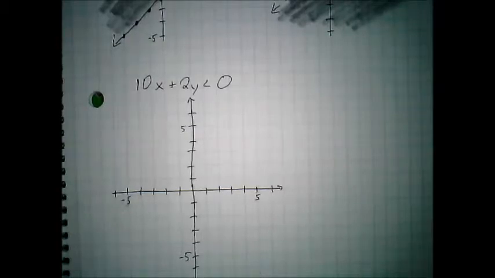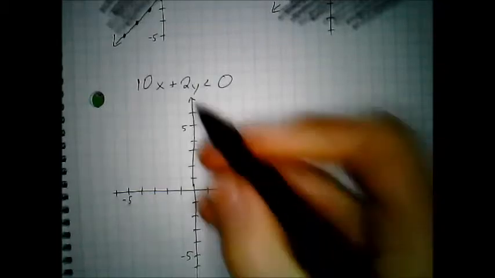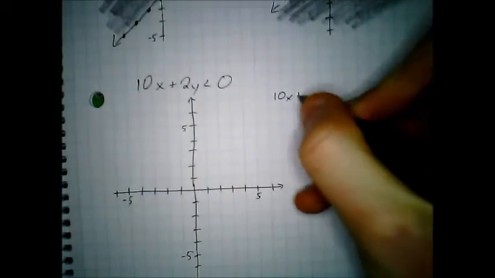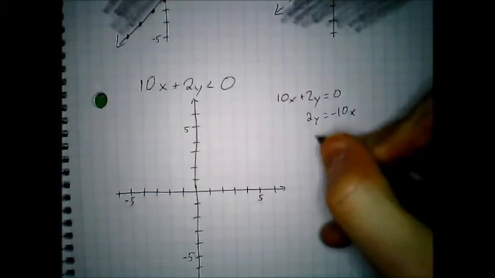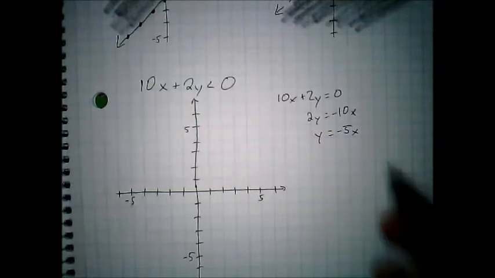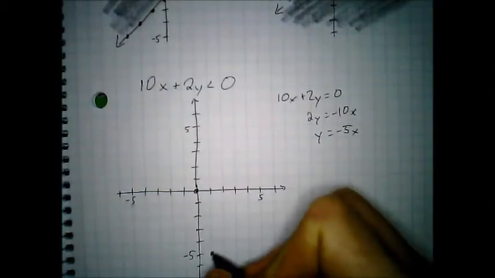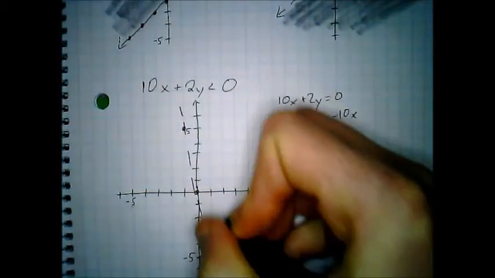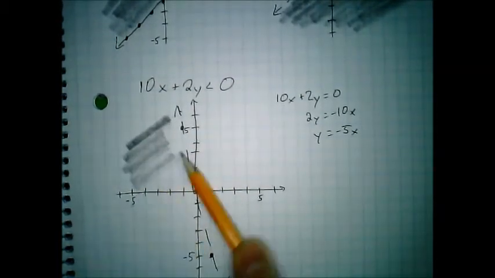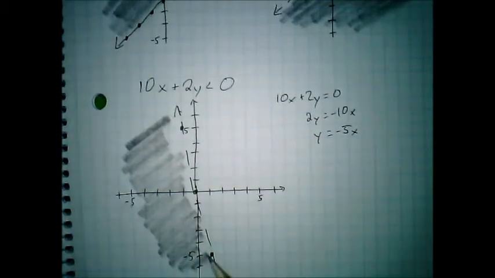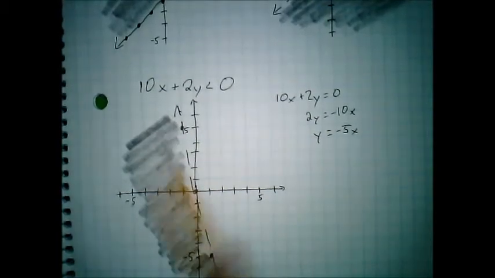Okay, last one. Press pause, try it, and press play when you're quickly ready to go over your answer. Okay, first thing we need to do is solve this for y to graph our boundary points. We have 10x plus 2y equals 0, so we get 2y equals negative 10x. So y equals negative 5x. Y-intercept is 0, slope is negative 5. This is the dashed line. And the side that you shade is over here.